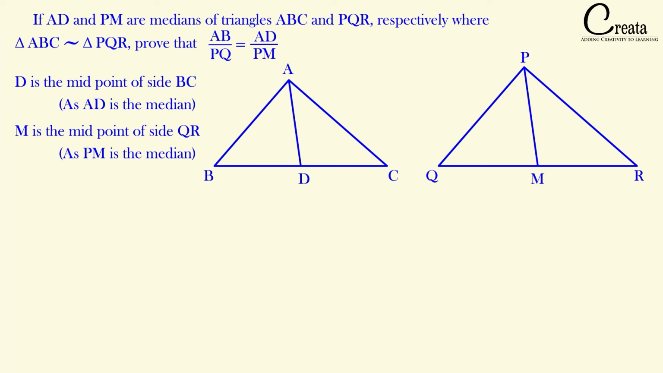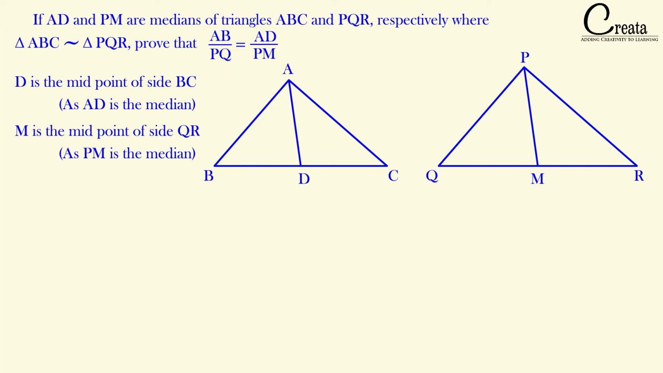Further in the question, it is given that triangle ABC is similar to triangle PQR, and we have to show that AB upon PQ is equal to AD upon PM. Here AB and PQ are these two sides and AD and PM are these two sides. Basically these are the corresponding sides of triangles ABD and PQM. If somehow we are able to prove these two triangles similar to each other, then the ratio of the corresponding sides will be equal and we can prove our final result. So here we will try to prove both of these triangles similar to each other.